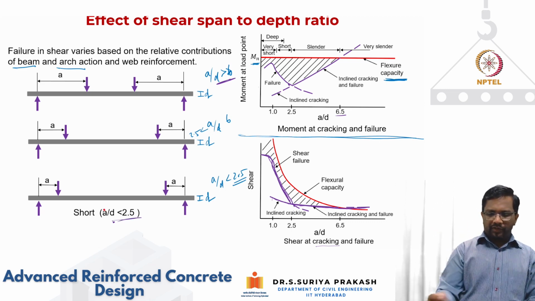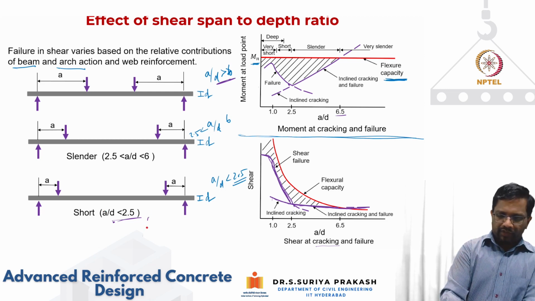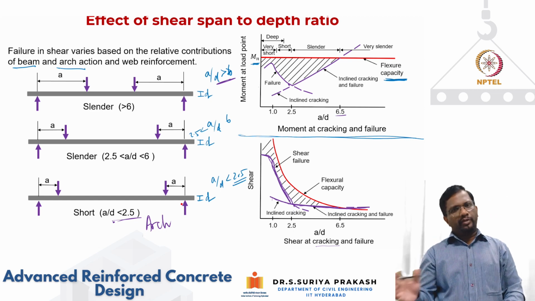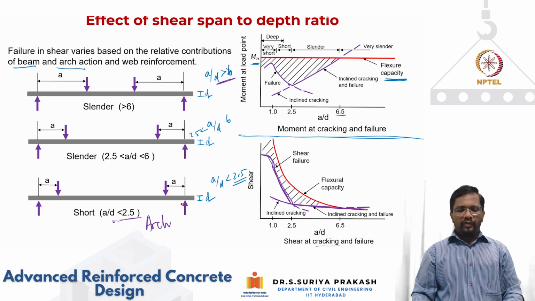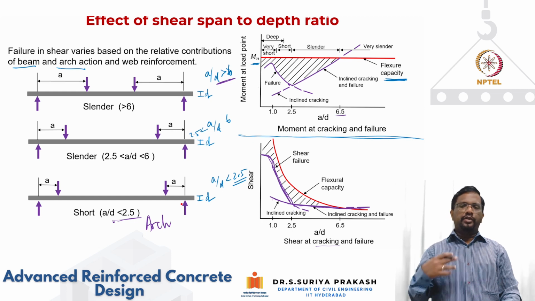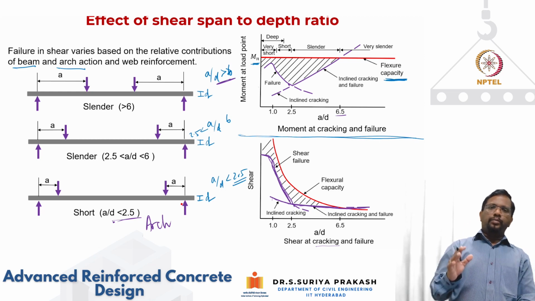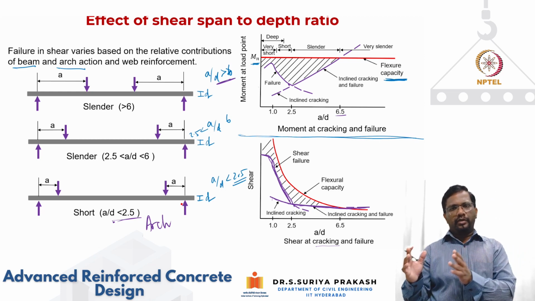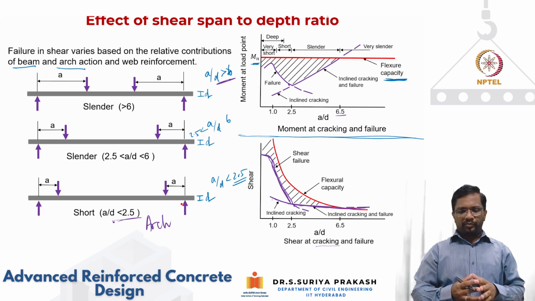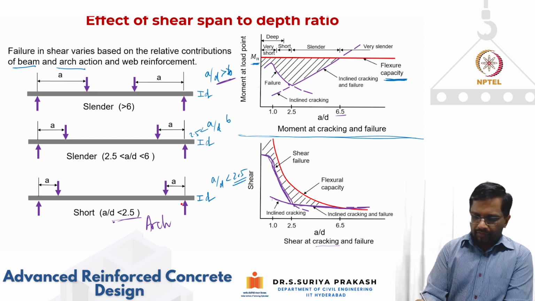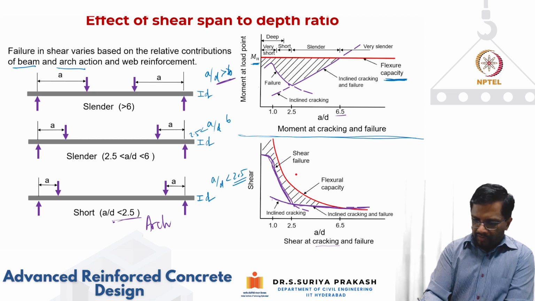So these are short beams when you have A/d ratio less than 2.5, where arch action will start dominating. When it is between 2.5 and 6, flexure and shear both will dominate the behavior. When your A/d ratio is more than 6, the behavior is dominated only by bending action, not by shear. Of course, these classifications are done by testing beams which are relatively small, and when you have shear, there is also an effect called size effect.